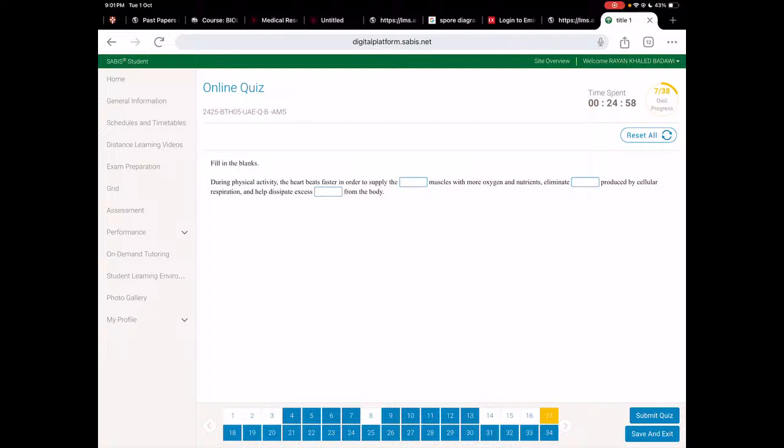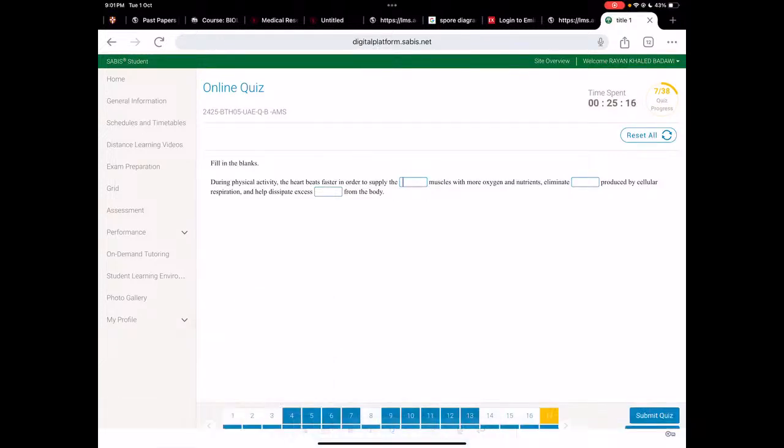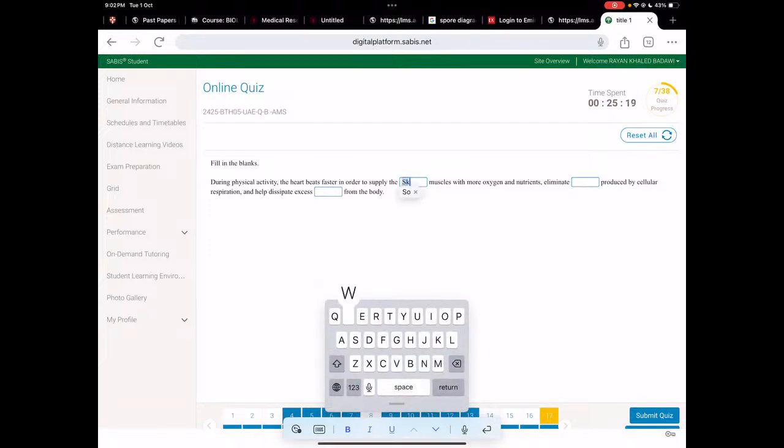Okay, during physical activity, the heart beats faster in order to supply the... Who's going to help me with this? I think it's going to be supply the skeletal muscles. If someone can confirm. Skeletal muscles, perfect. So skeletal muscles and eliminate carbon dioxide produced by cellular respiration and help dissipate excess heat. Perfect.